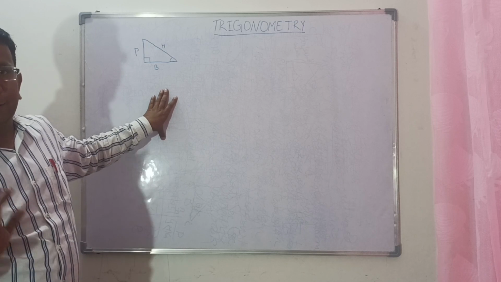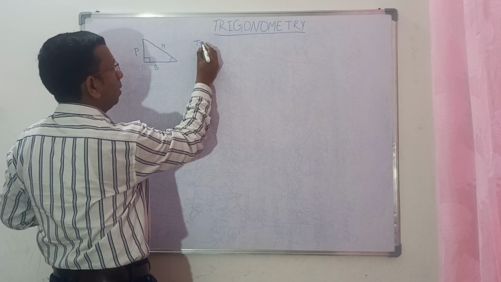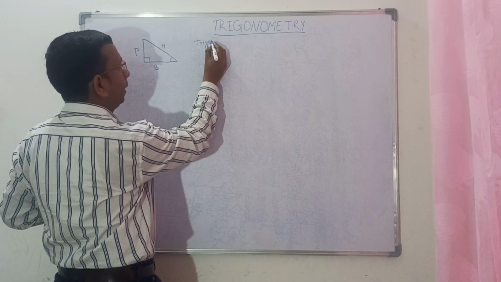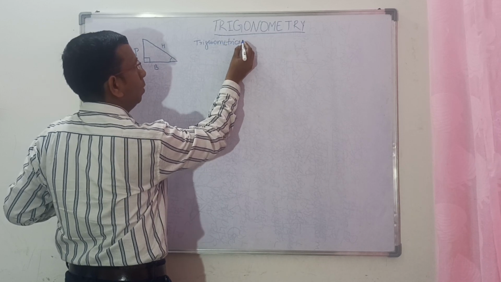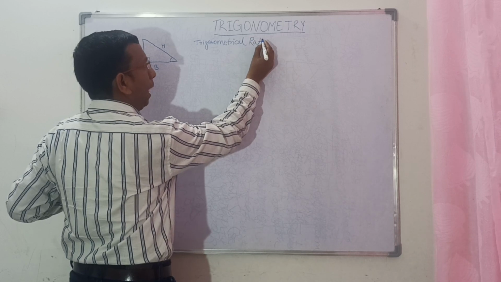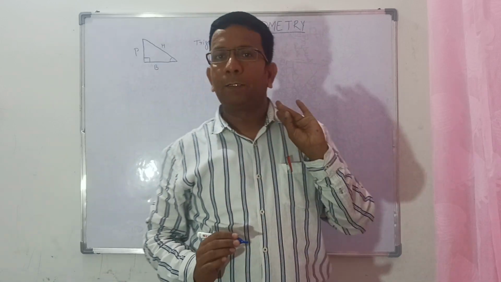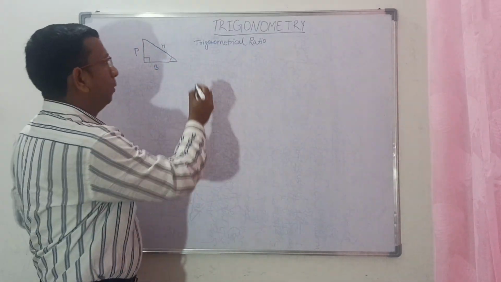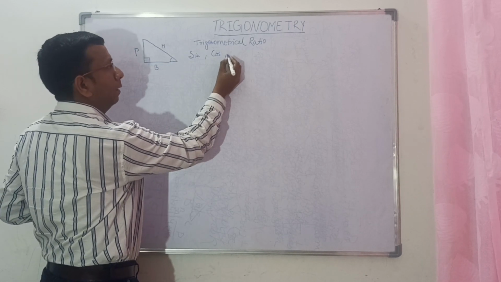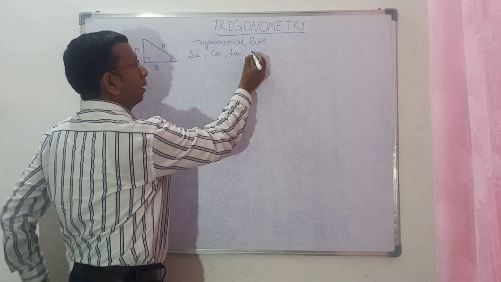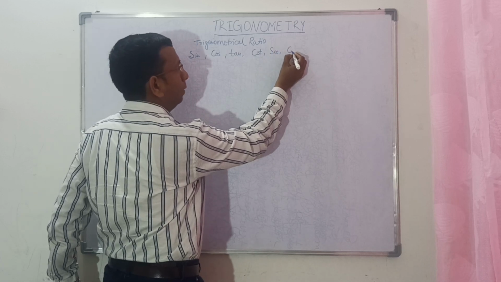This topic we have already discussed in our previous class, and also the trigonometrical ratios, which you know very well: sine, cos, tan, cot, sec and cosec.